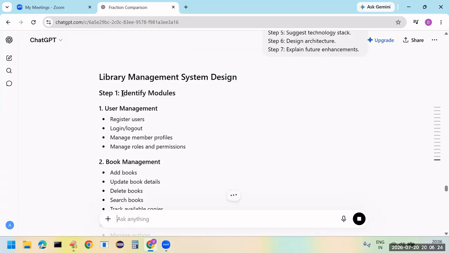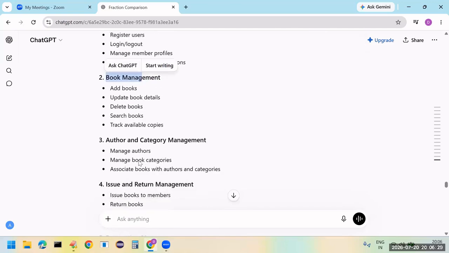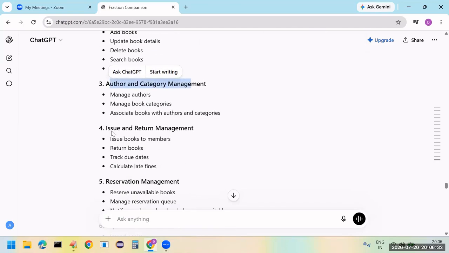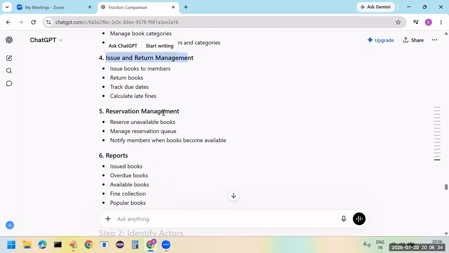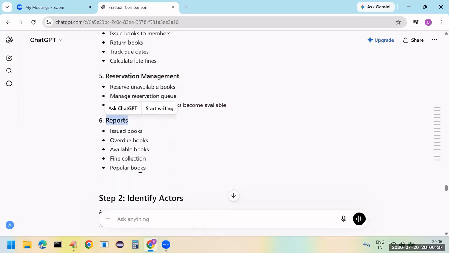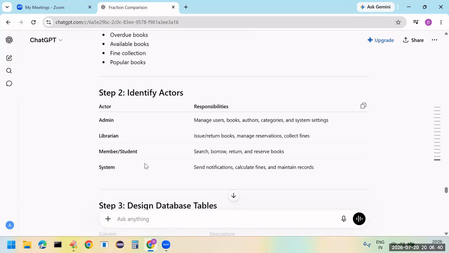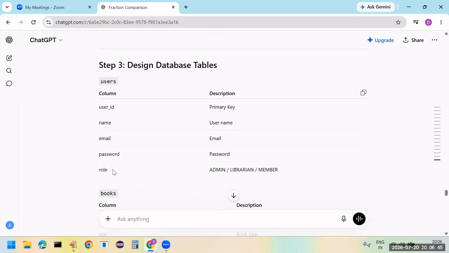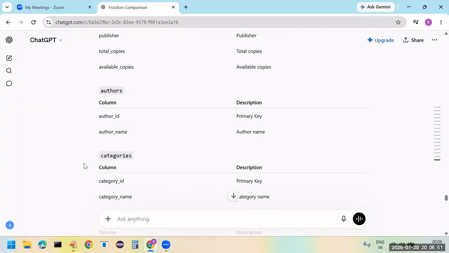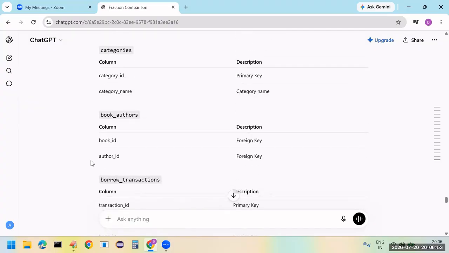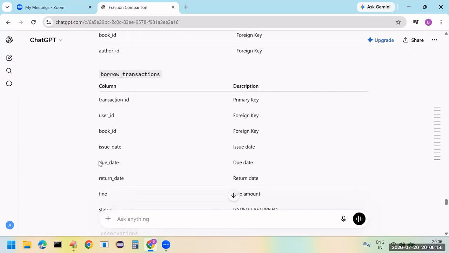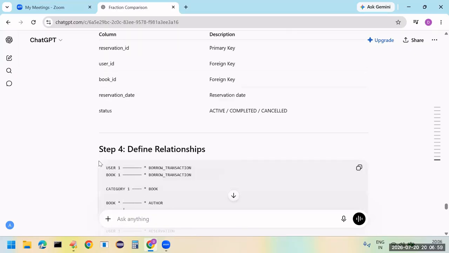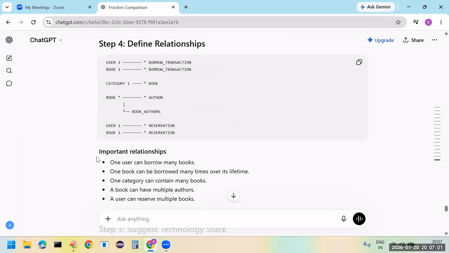Library management system design. Identify the modules: user management, book management, author and category management, issue and return management, reservation management, reports. Identify the actors: admin, librarian, member, student, system. Design database tables. What tables are required? Users table, books table, authors table, borrow transactions. Then define relationships.